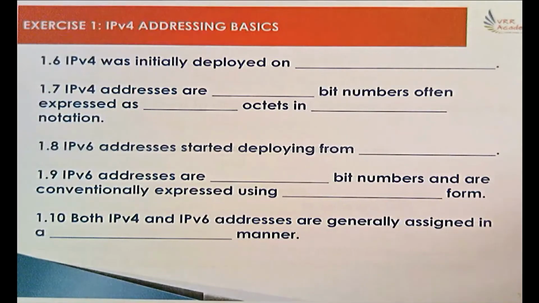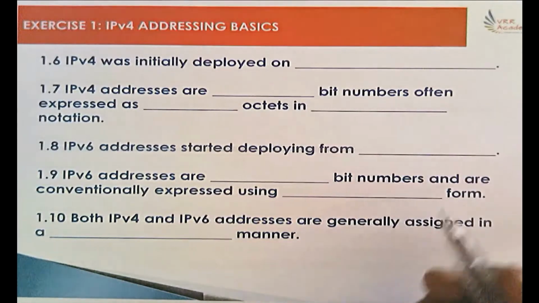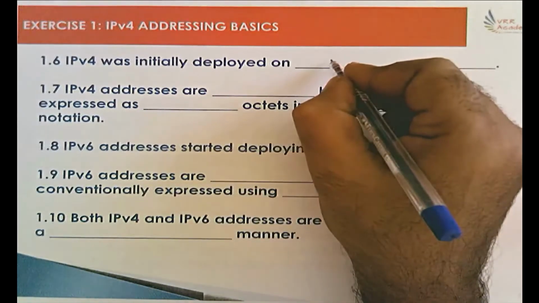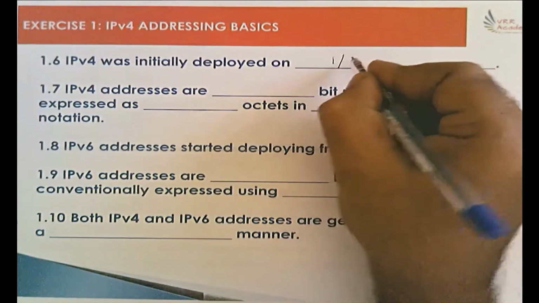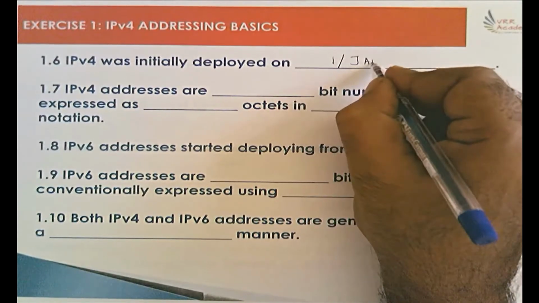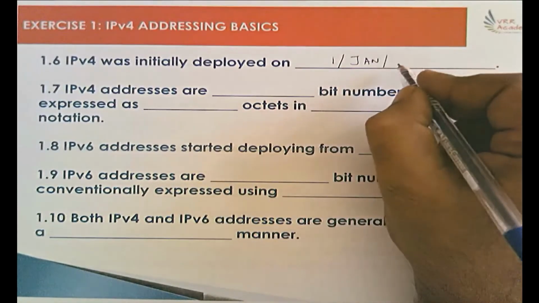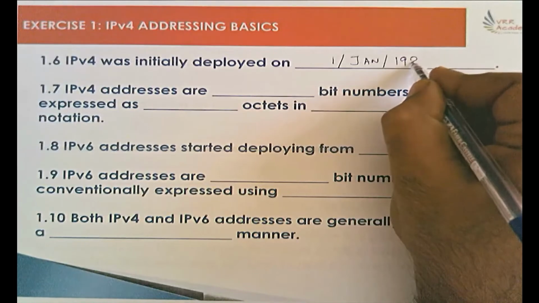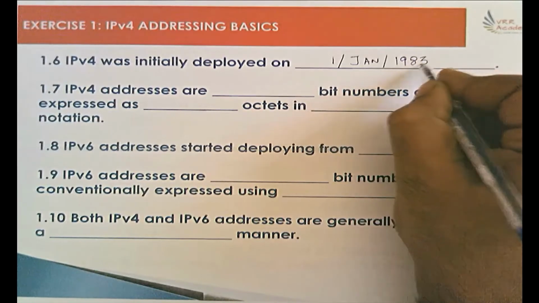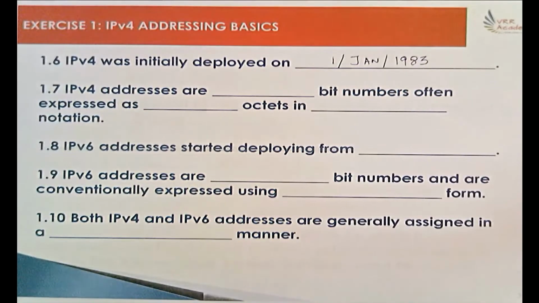Question number 6. IPv4 was initially deployed on. They are asking about the date. It was deployed on 1st January 1983. So this is the date on which it was first deployed.